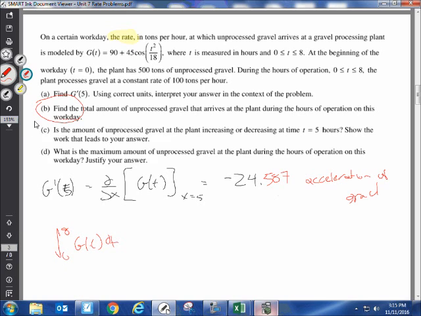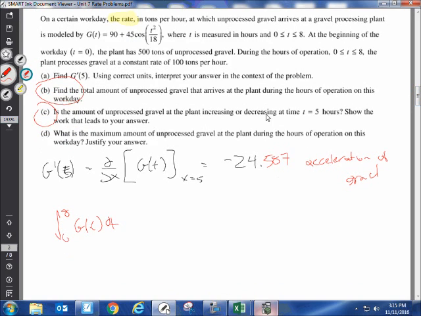You'd find that. Is the amount of unprocessed gravel increasing or decreasing at time t equals 5? Well, we are processing gravel at 100. So if g of 5 is greater than 100, then we are increasing. If g of 5 is less than 100, we're decreasing.